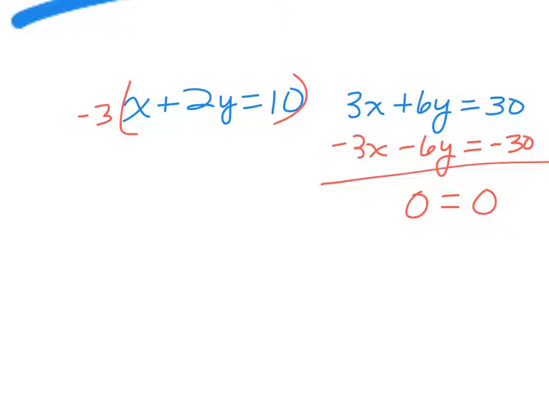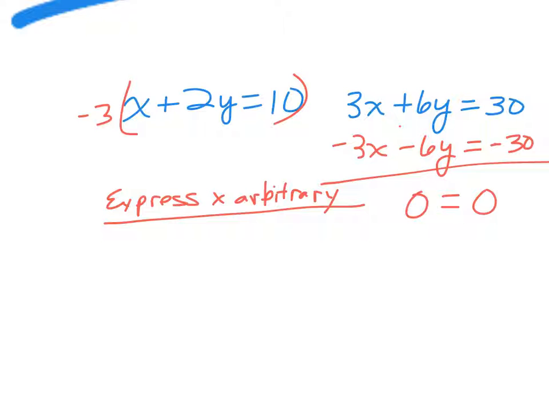And when you had this in your homework, there were a few problems that we did that said if you have a dependent system, which is what this is called when there's an infinite number of solutions, then sometimes it would say express x arbitrary. You remember that? So what did that mean to do? It meant we're going to write the solution as x and then whatever my y would look like.